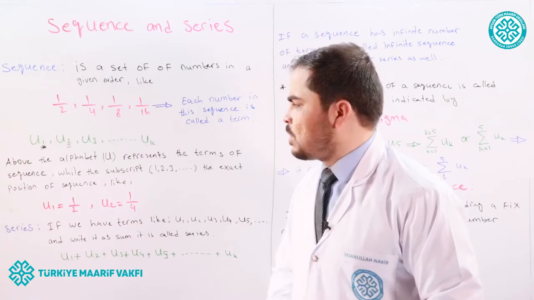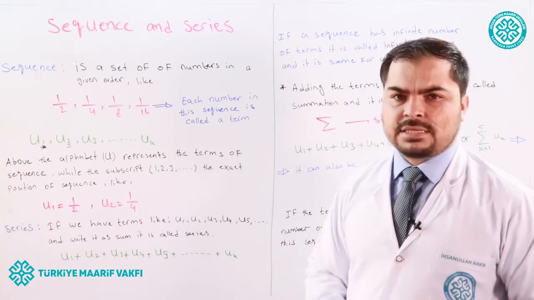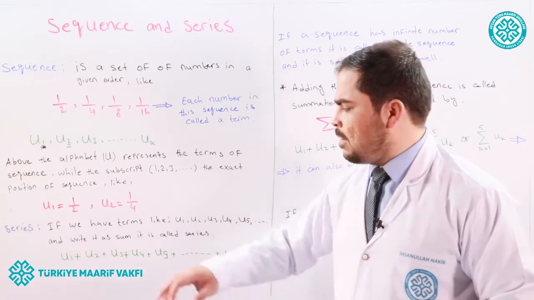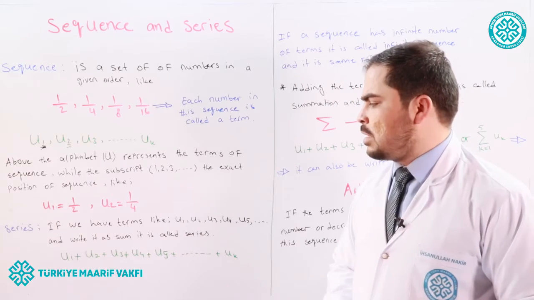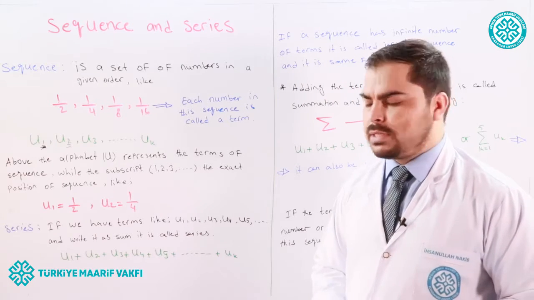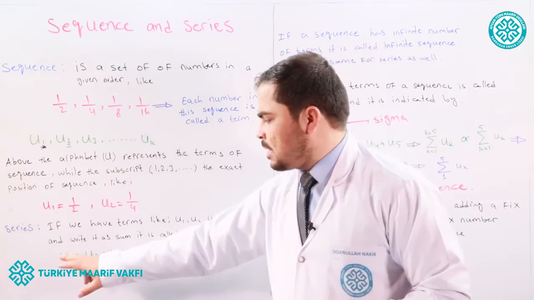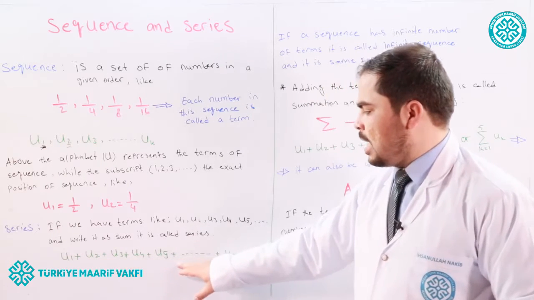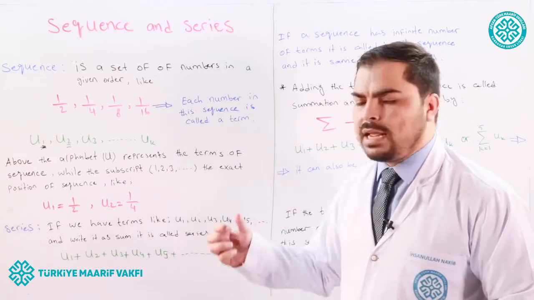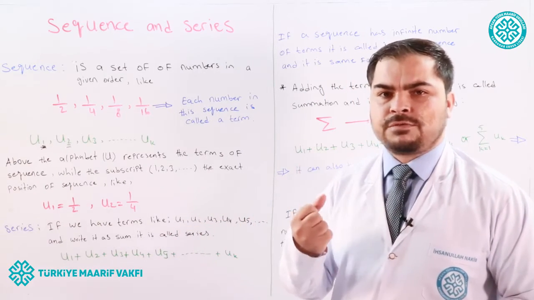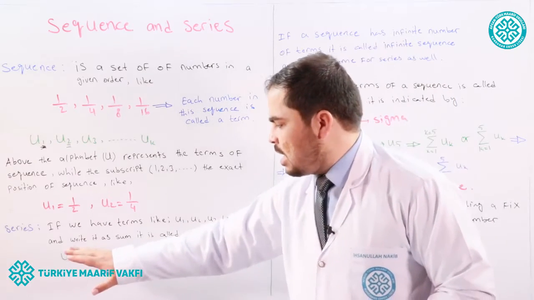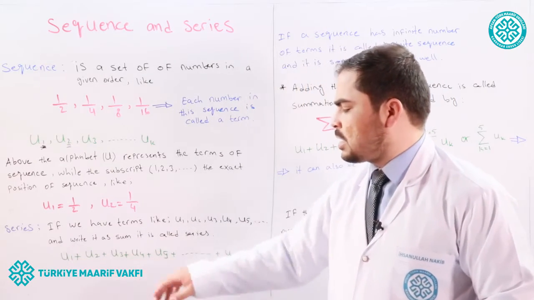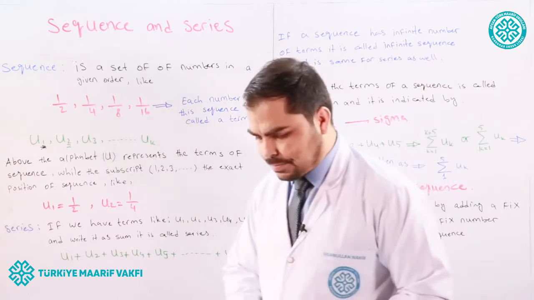If the terms were separated by commas, that one is called a sequence. And if there is a positive sign between the terms of a sequence, it is called a series. Again, I am saying that we do not do any addition, or take any result from that addition. We are just writing it like this. If you write the terms with addition signs, so it's called what? Series.